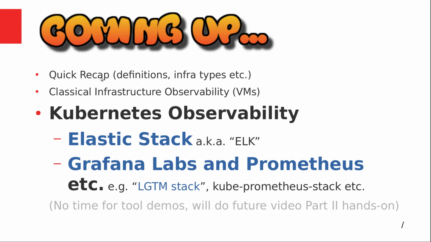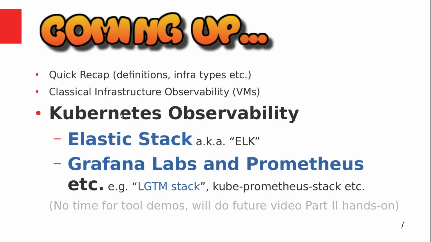We're going to spend a little bit of time, a very quick recap, on some of the basic definitions and the infra types, because a lot of people get this wrong and you've got to get this right. And also on classical infrastructure observability. I'm talking about on VMs, but these first 2 points will be very quick, and believe me, it'll be well worth it because a lot of people get this wrong or have blind spots.